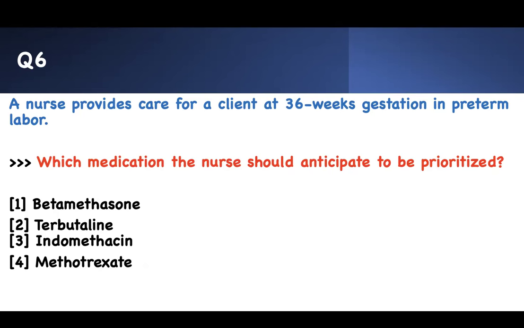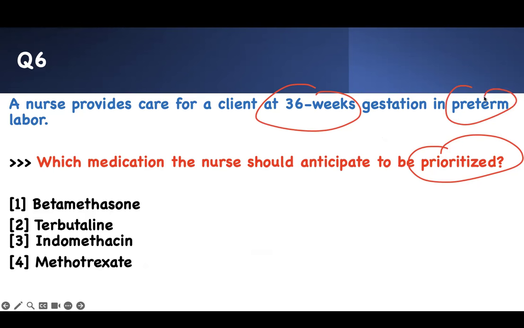Betamethasone, terbutaline, indomethacin, methotrexate. Which answer choice do you want to pick? Let's break down the question, and then we can figure out what answer choice we should pick. Which medication should the nurse anticipate to be prioritized? Underline prioritization. A nurse provides care for a client at 36 weeks. There's a reason why I give you 36 weeks. Patient is in what? Preterm labor. Preterm labor means you contract before 37 weeks. Therefore, we know we've got to do something about it.